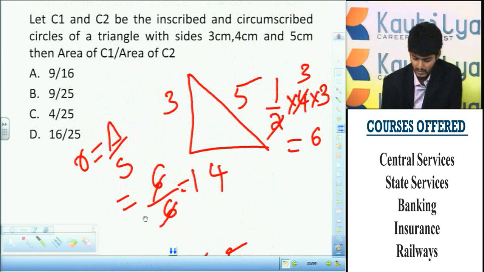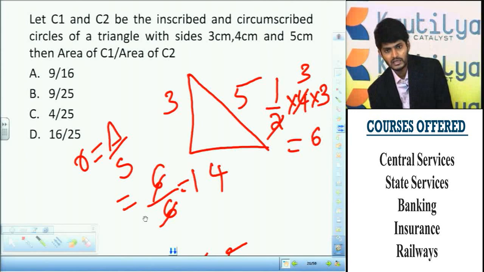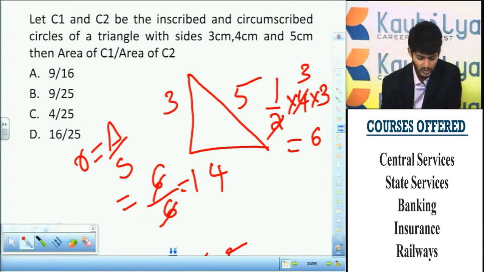So this problem might have taken time here because I am discussing the formulas of inradius and circumradius, but when you are doing it in the exam, it would not take more than 30 seconds, because you will directly calculate the value of capital R and small r and substitute in the given problem. So the answer would be 4 by 25.